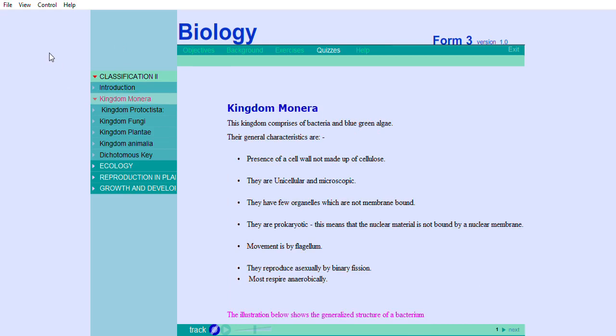Kingdom Monera. This kingdom comprises of bacteria and blue-green algae. Their general characteristics are presence of a cell wall not made up of cellulose. They are unicellular and microscopic. They have few organelles which are not membrane-bound. They are prokaryotic. This means that the nuclear material is not bound by a nuclear membrane. Movement is by flagellum. They reproduce asexually by binary fission. Most respire anaerobically.